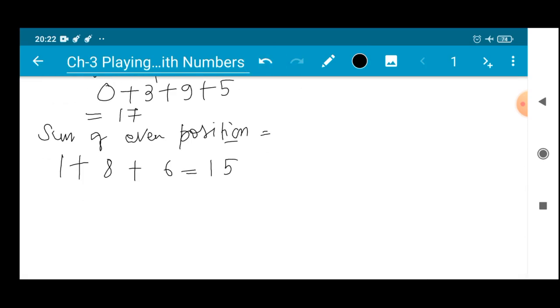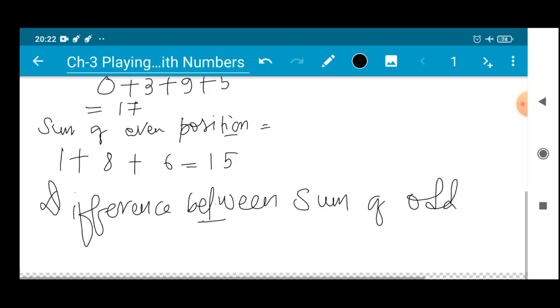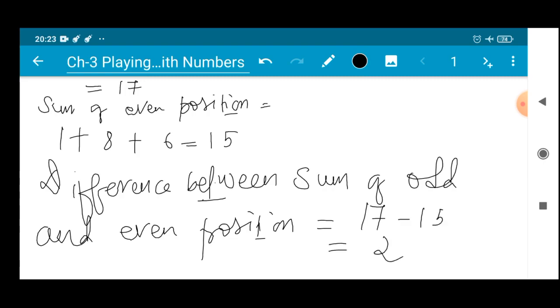We have to find now the difference between the sum of odd and the even position. Difference between sum of odd and even position is equal to 17 minus 15 is equal to 2. Yes, so we are not getting 0 here, we are not getting a multiple of 11.